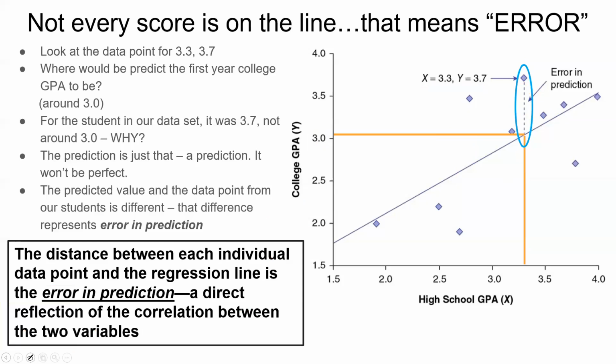And this error in prediction is a direct reflection of the correlation between those two variables. So the correlation isn't going to be perfect, right? If it were 1.0, that's everything on the line. I can perfectly predict from X what's going to happen to Y. So that was that perfect correlation, 1.0 or negative 1.0. But our correlation isn't going to be perfect. And that measure of correlation tells us how far we are from perfect in that line prediction.